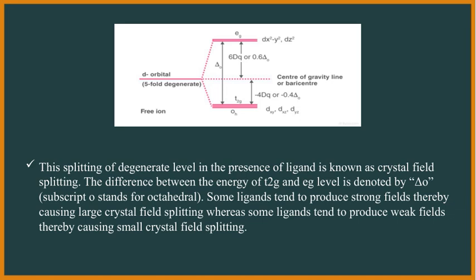Another important aspect is that not all ligands produce the same effect. Some ligands generate strong fields, leading to a large crystal field splitting. Others produce weaker fields, resulting in smaller splitting. This variation impacts various properties, like color, magnetic behavior, and reactivity of the complex. Overall, understanding crystal field splitting helps us grasp how different ligands influence the electronic environment of the metal center, which ties into the broader theme of how ligand interactions determine the properties of coordination compounds.